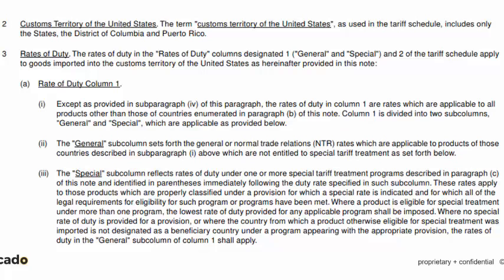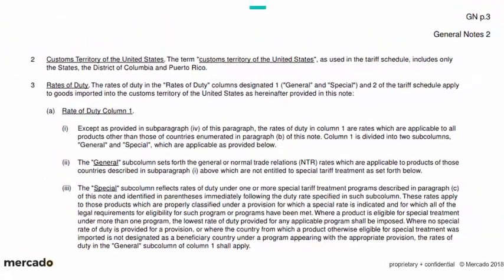Column 1 is divided into 2 subcolumns, general and special. We know that. 3A2, the general subcolumn, sets forth the general or normal trade relation rates which are applicable to products of those countries. We've said this a number of times. This is where it's found in the HTSUS in General Note 3. 3A3, the special subcolumn, reflects rates of duty under one or more special tariff treatment programs described in paragraph C, which we saw, and again, we're going to look at one more time because we like to be thorough.